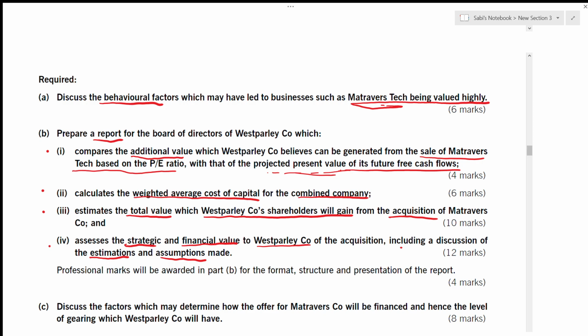Since the first three are calculations, you can put calculations under an appendix, right? Only your final answer will be included in the report. Inside the report, you will not do any working. Your working has to be separate, outside of the report or as an appendix to the report, right?